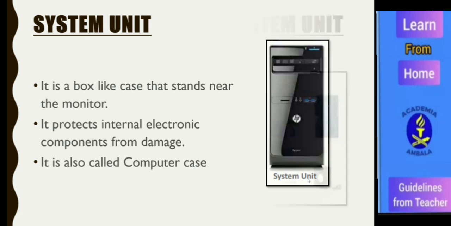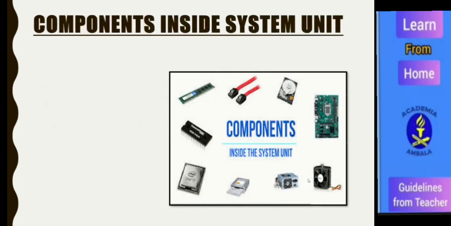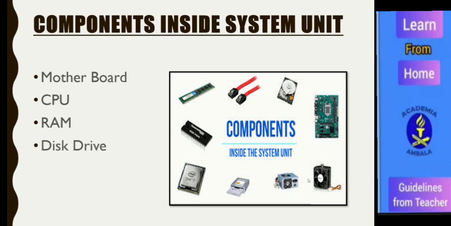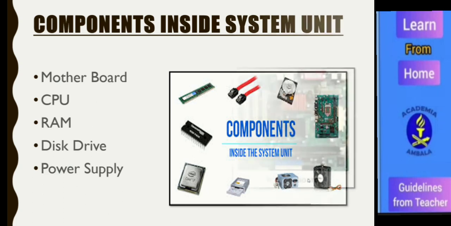Okay, now we are going to see the components inside the system unit. There are various components inside the system unit: motherboard, CPU, RAM, disk drive and power supply. So my dear students, let us have a look at all these components of the system unit one by one.